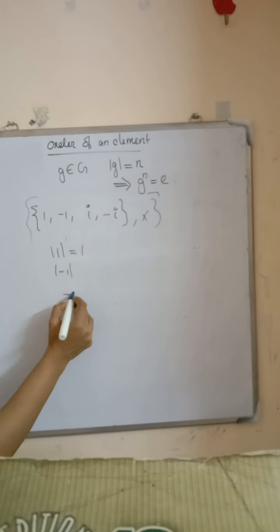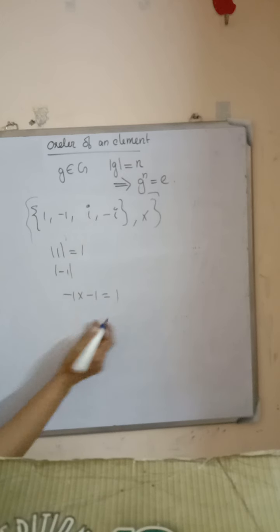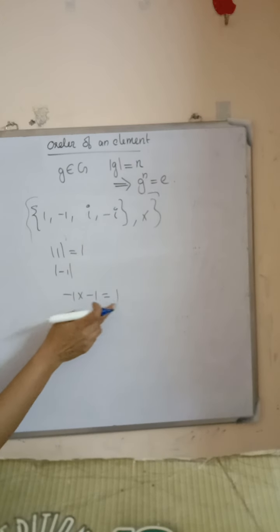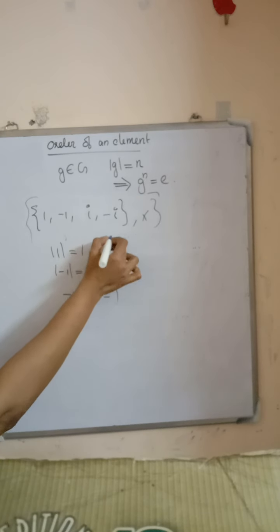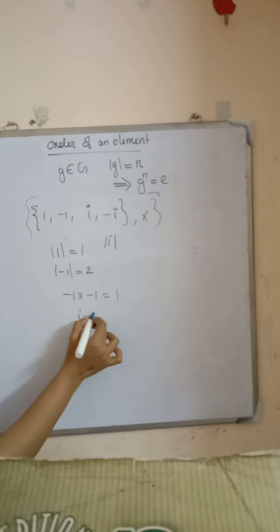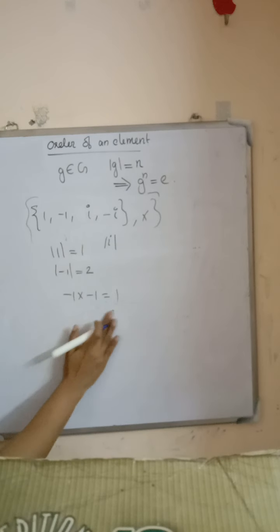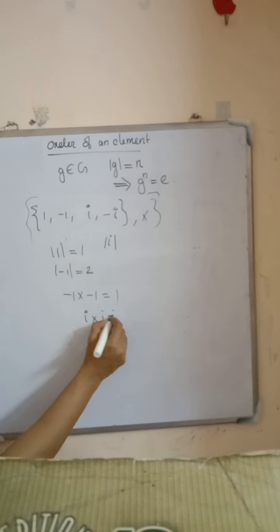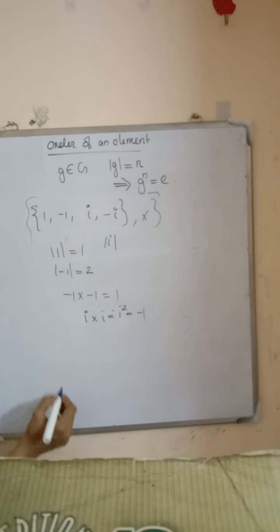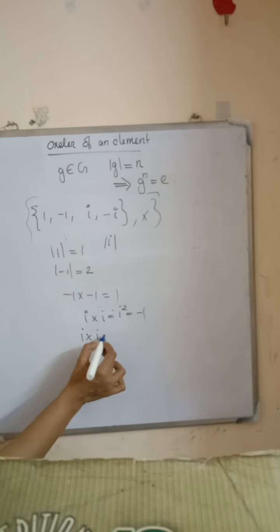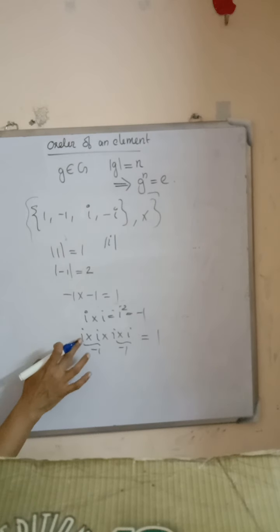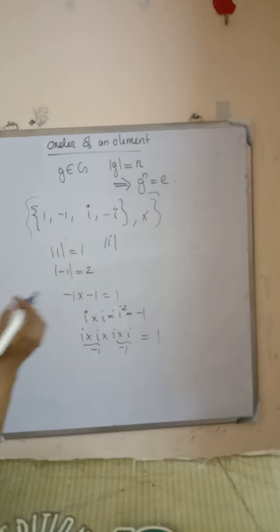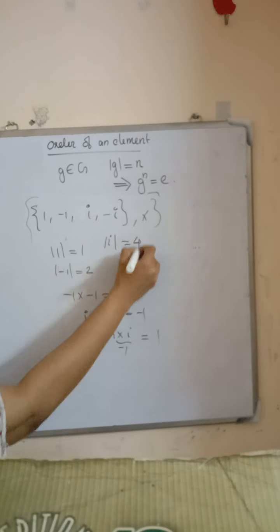What is order of minus 1? Minus 1 into minus 1 is 1. That is, we operate minus 1 two times, we get the identity element 1. So, order of minus 1 is 2. What is the order of i? i into i is i square, that is minus 1. So, i into i into i into i is minus 1 into minus 1 equals 1. So, we operate i 4 times, we get 1. So, order of i is 4.